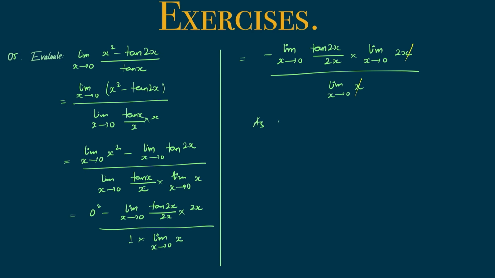Okay, as x tends to 0, 2x also tends to 0, so this will be equal to minus limit 2x tends to 0 tan 2x by 2x into, since only 2 is remaining, I'll write only 2 divided by 1 here. Since limit x tends to 0, 1 remains in the denominator. Now this portion is in the formula, so this will also be 1, so it will be minus 1 into 2 by 1, which is minus 2. So the answer for this question is minus 2.